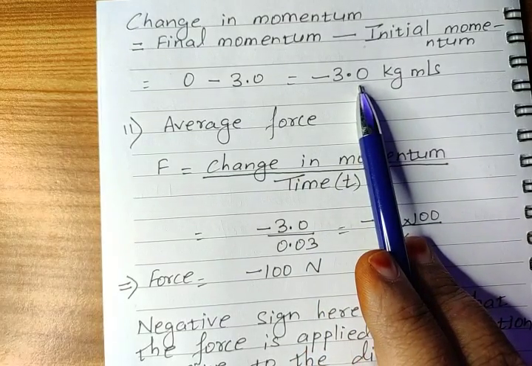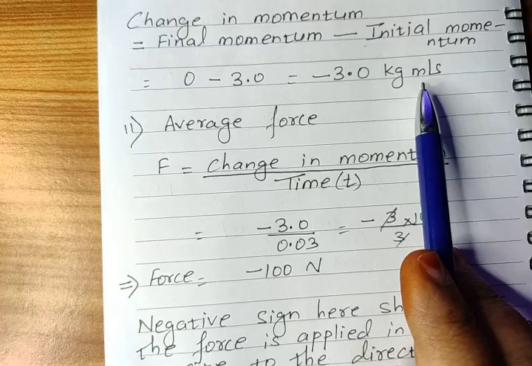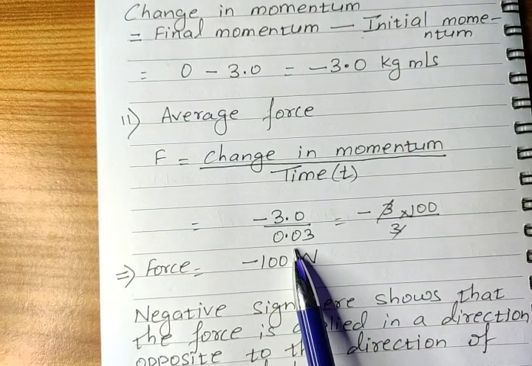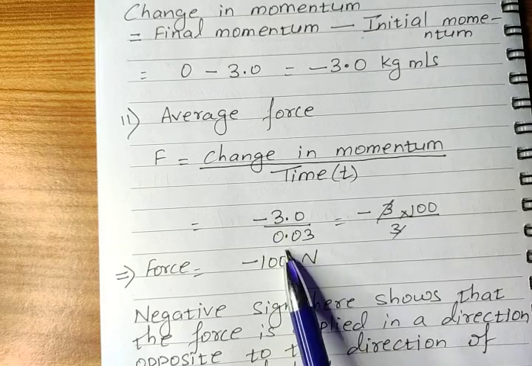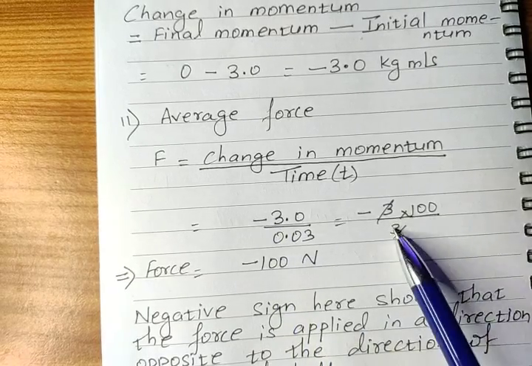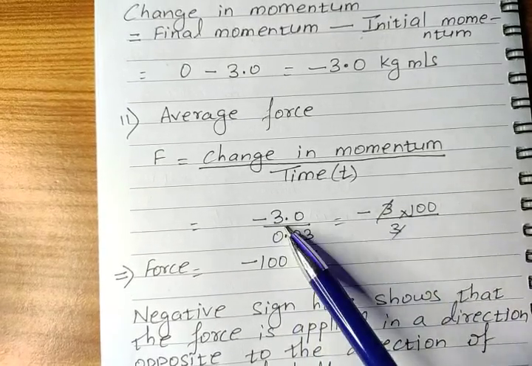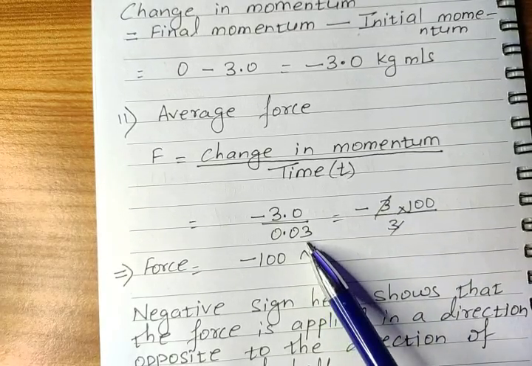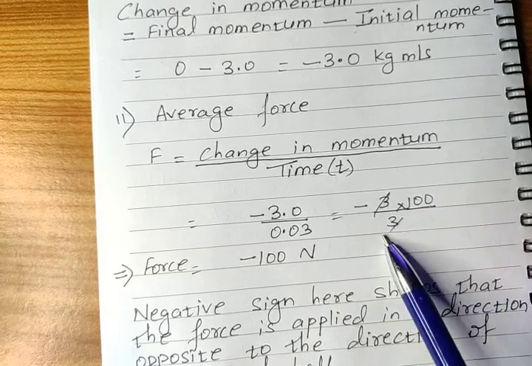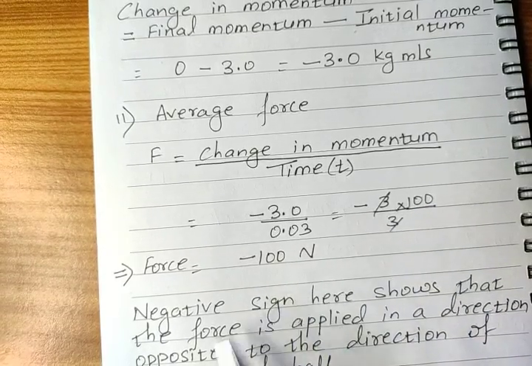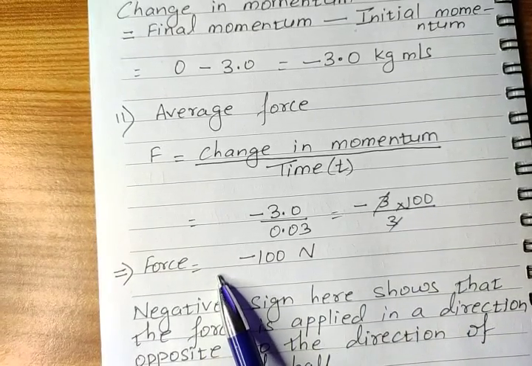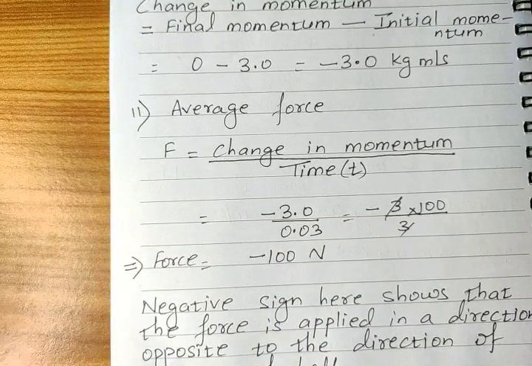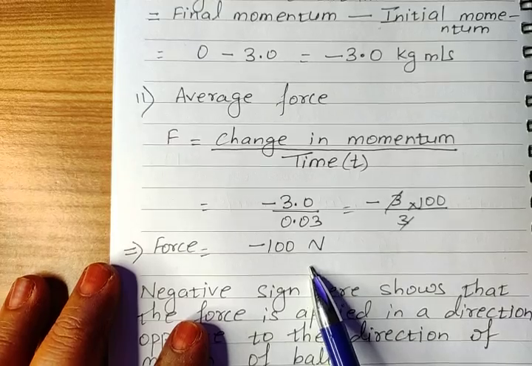Change in momentum we got how much? Minus 3 kilogram meter per second. So minus 3 by time, how much time is taken? 0.03 seconds. So minus 3 by 0.03. Here 0.03 means 3 at two decimal places, so 100 will go up, 3 cancels, it is minus 100 Newton. So the average force applied by the player to stop the ball is 100 Newton.